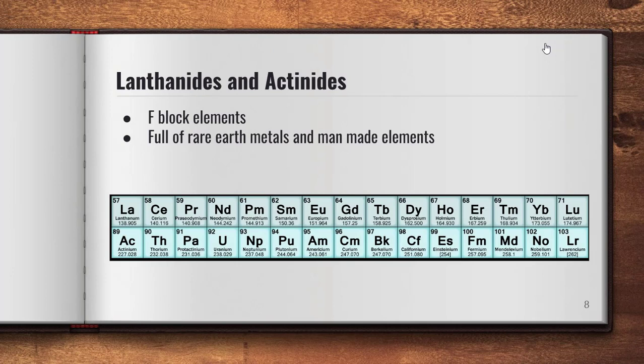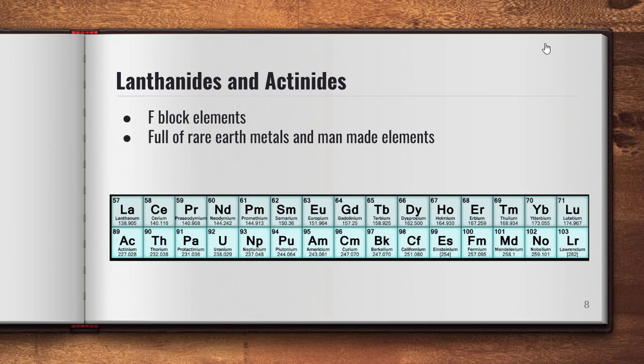If you look down below the periodic table, you'll find the lanthanides and actinides, and these are our F block elements. They're full of rare earth metals. These are things that you do not find very often. And as we go beyond 92, we find a bunch of man-made elements, things like plutonium, americium, curium, berkelium, etc. And some of these rare earth elements have some very interesting properties. Neodymium, for example, is a very, very magnetic substance.